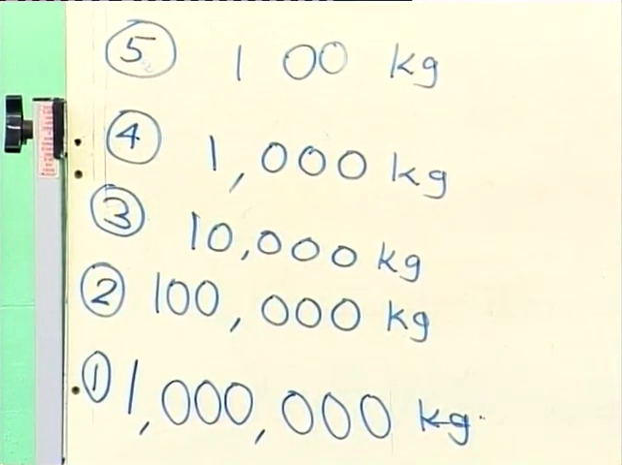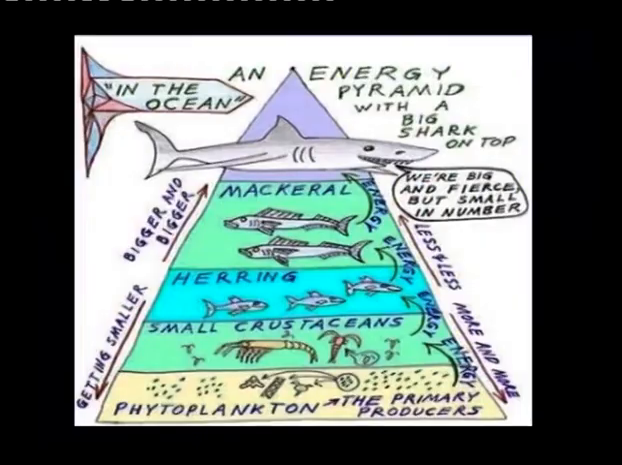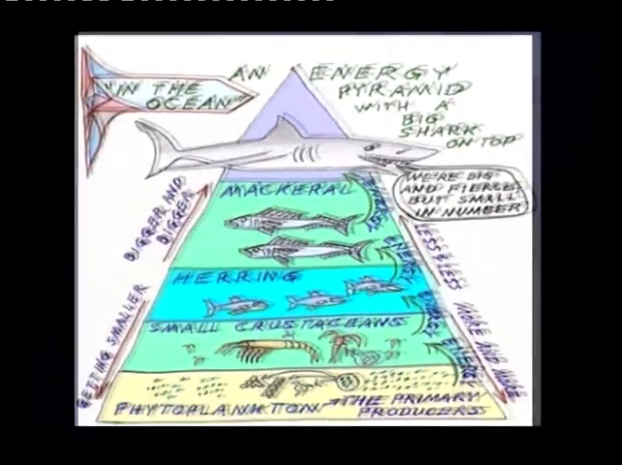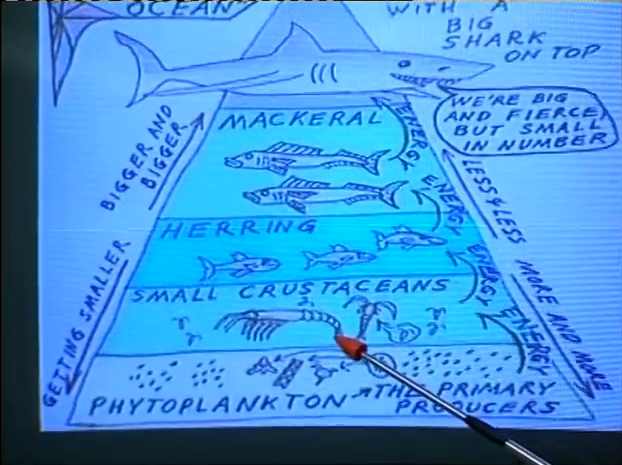Now let's see an example of a pyramid which is done by a student. Okay, this is called the energy pyramid. You can see that what we looked at earlier on is now put into pictures. Now you can see all those planktons there. They are the primary producers. Small bits and pieces of plants in the water. They have been fed by small crustaceans.